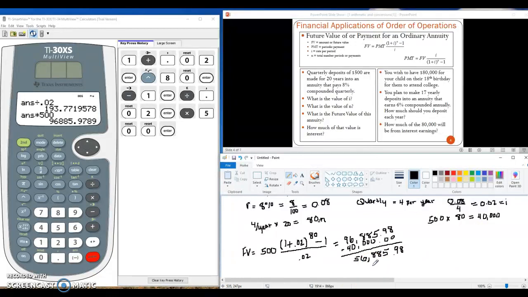So as life application, once you get out of college and get a job, make sure you start saving for retirement. The 20 years really makes a difference in this problem, and it allows us to build up that interest and have a nice amount in the annuity.